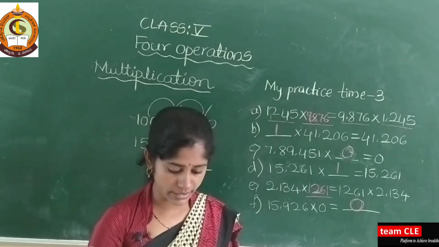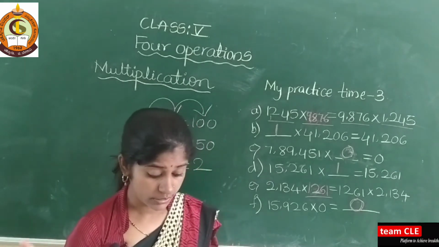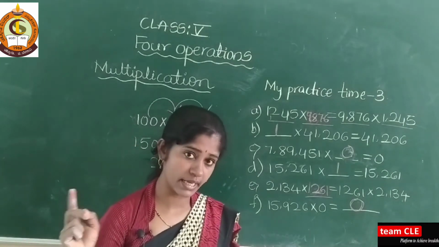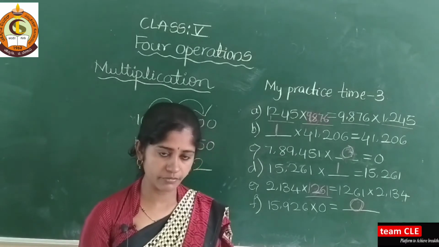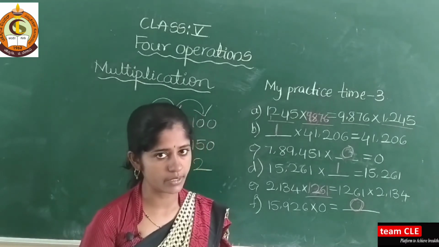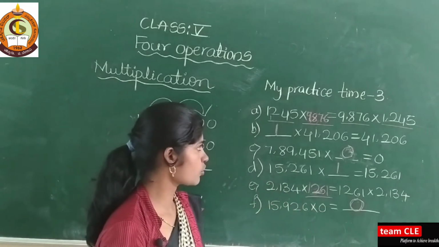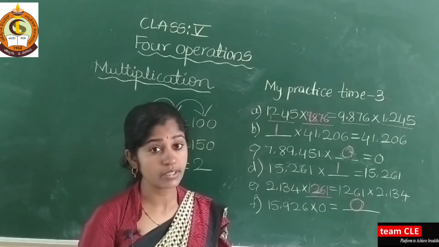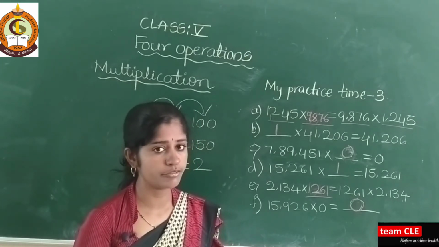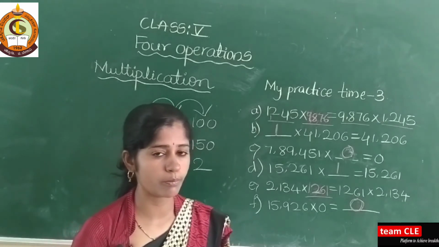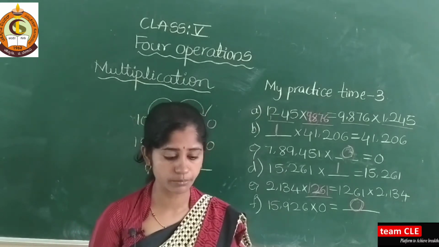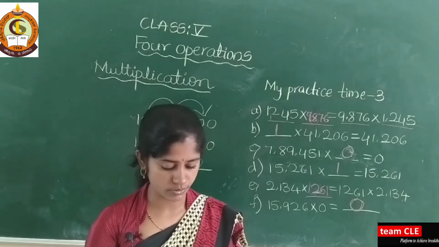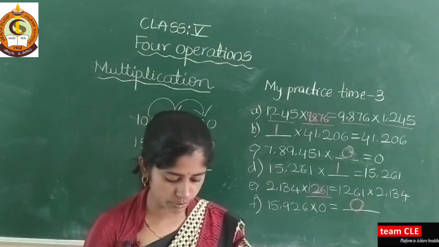So these are some properties we have learnt. The first property is that numbers multiplied in any order give the same product, and if 0 is multiplied with a number, the product is always 0. If 1 is multiplied with a number, the result is the number itself. These examples I have solved from your My Practice Time 3. This type of example will come in your exam also in fill in the blanks. So you learned the properties of addition, subtraction and multiplication that help us to solve the examples.